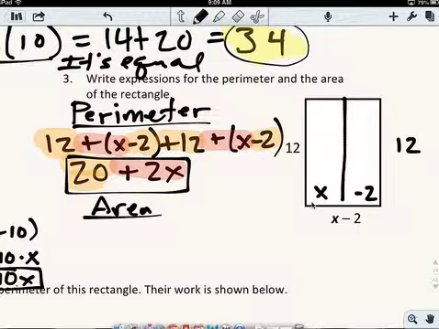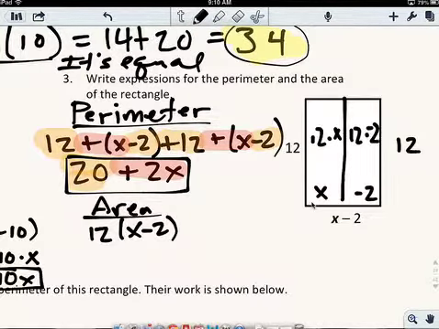So I should get something that looks like 12 times x minus 2. That's how you find an area. You multiply the length and the width. And so it breaks up into two multiplication problems. There's 12 times x here and 12 times -2 here. 12x is what you get from 12 times x. And 12 times -2 is -24. And so I'm going to put that work here as well.